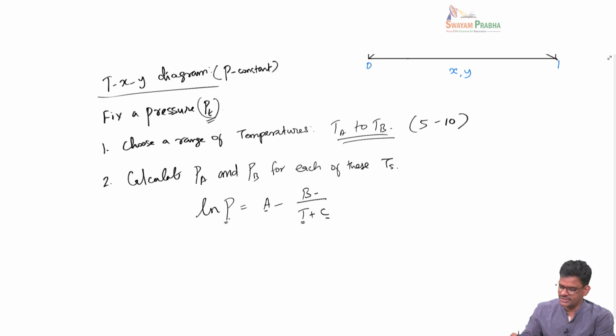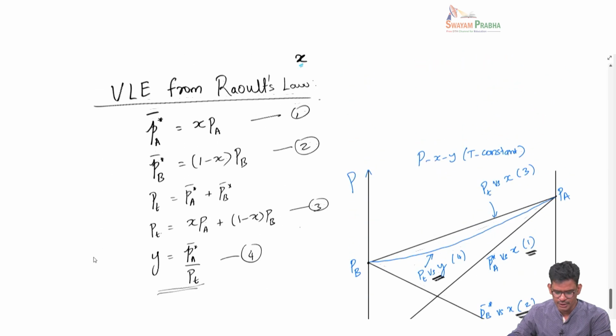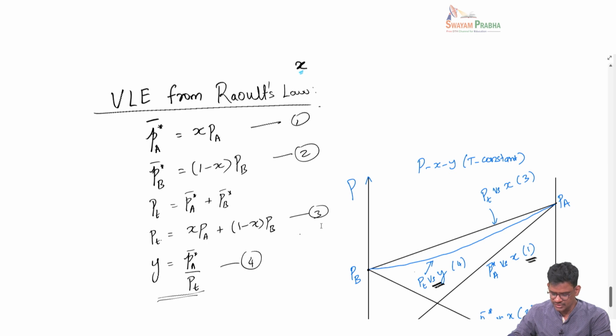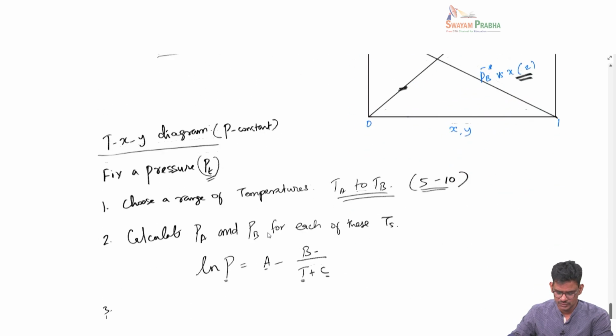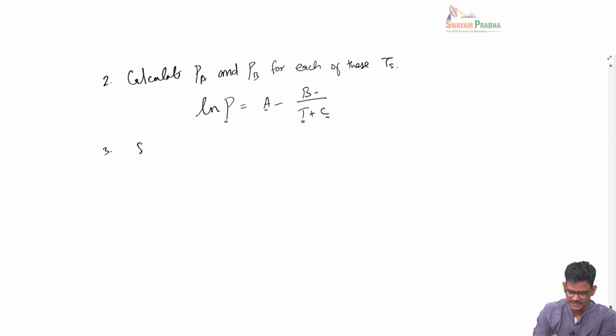So now I have chosen a range of temperature for my calculation. For each of those temperatures I can substitute here and get the corresponding vapor pressure for both component A and B, right. So having known the temperature and the corresponding PA and PB, we can go to this equation number 3 and we can solve for x, right, because PT is given, we are fixing the total pressure at which we want to calculate it, and PA, PB are known for each of the temperatures, right.